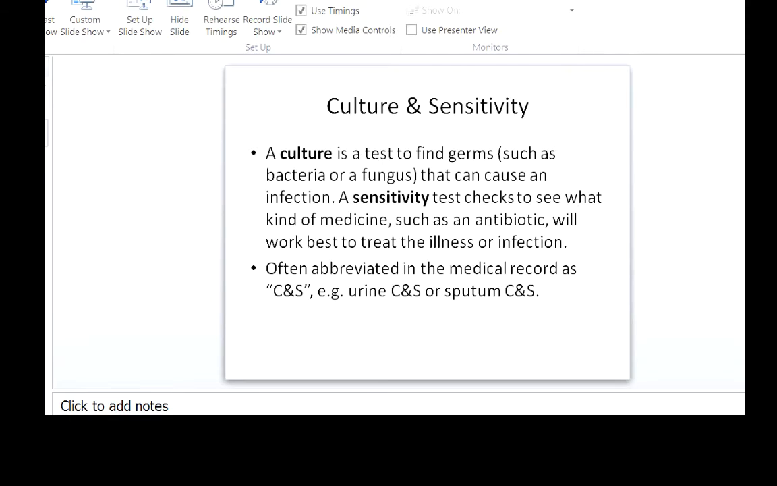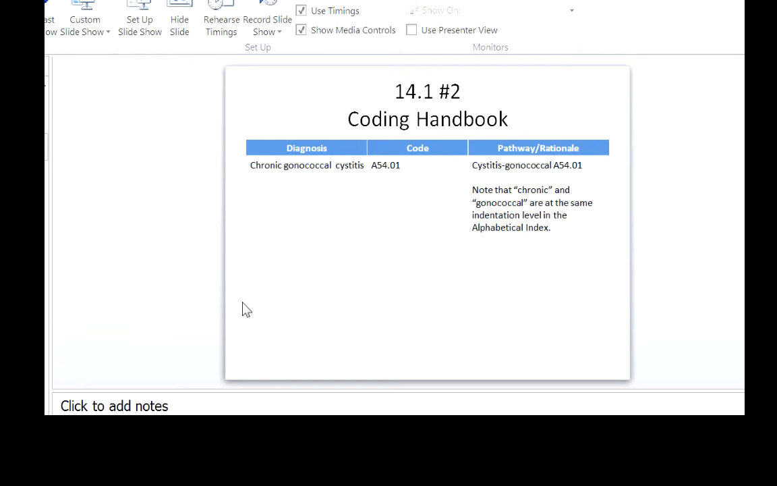I'm not sure what it looks like now, but I can't imagine it's very different, although I'm sure it's more streamlined than it used to be when I was doing it. Okay, enough about that. Let's start looking at our coding handbook and exercises.